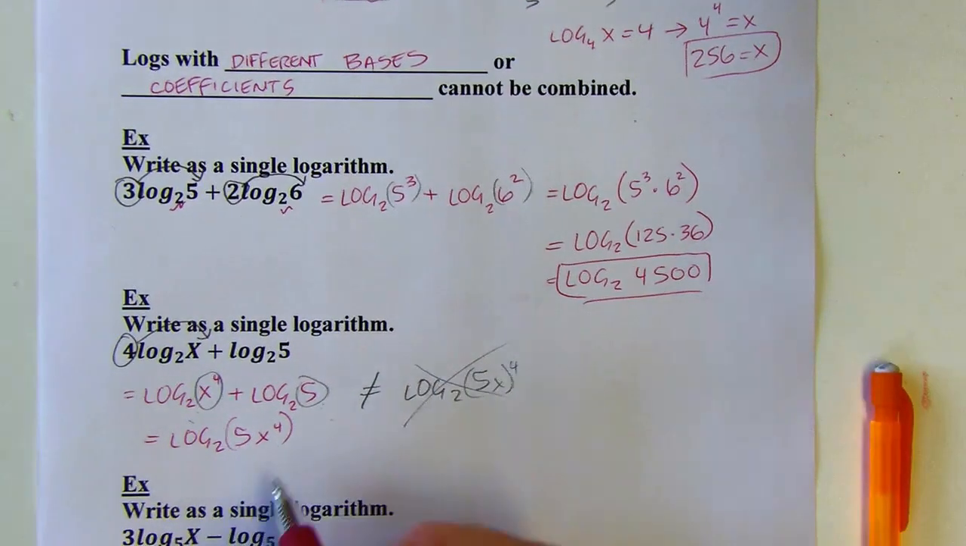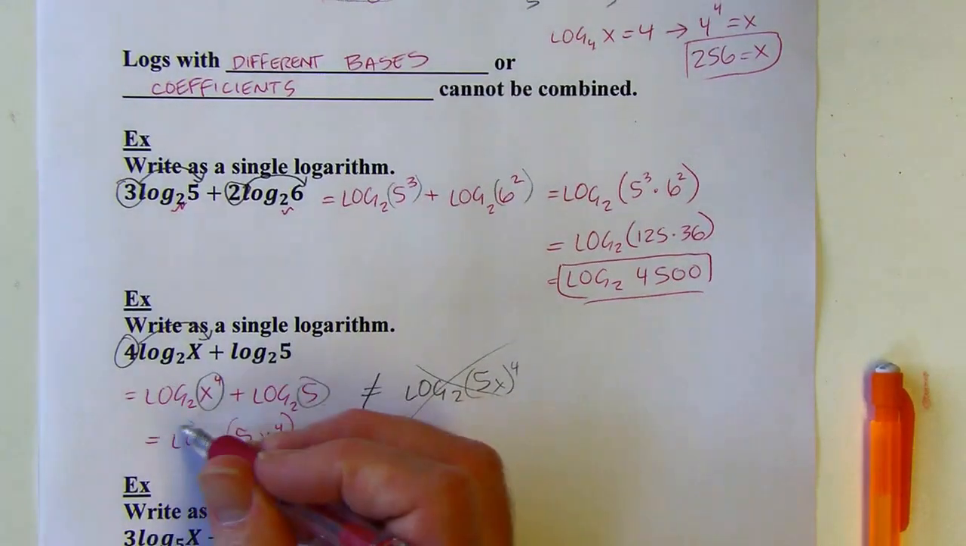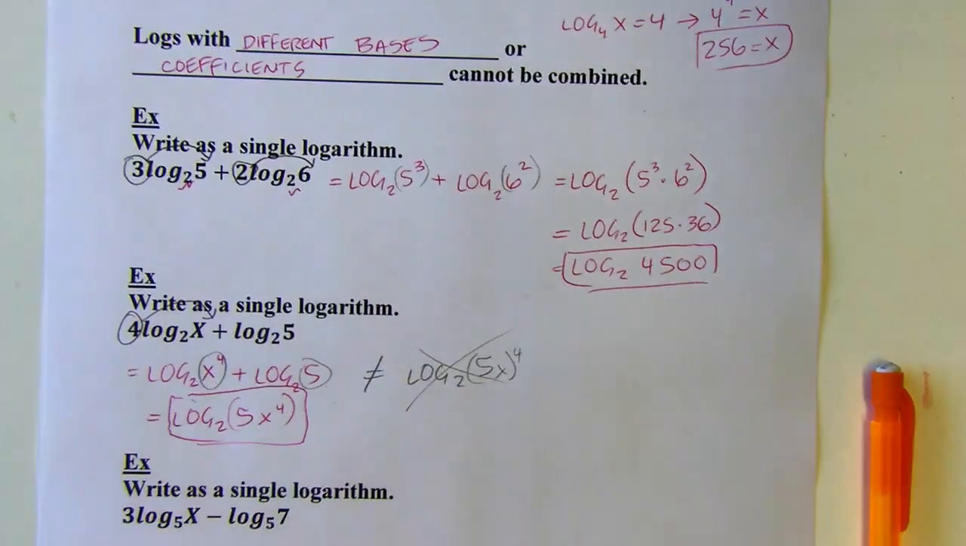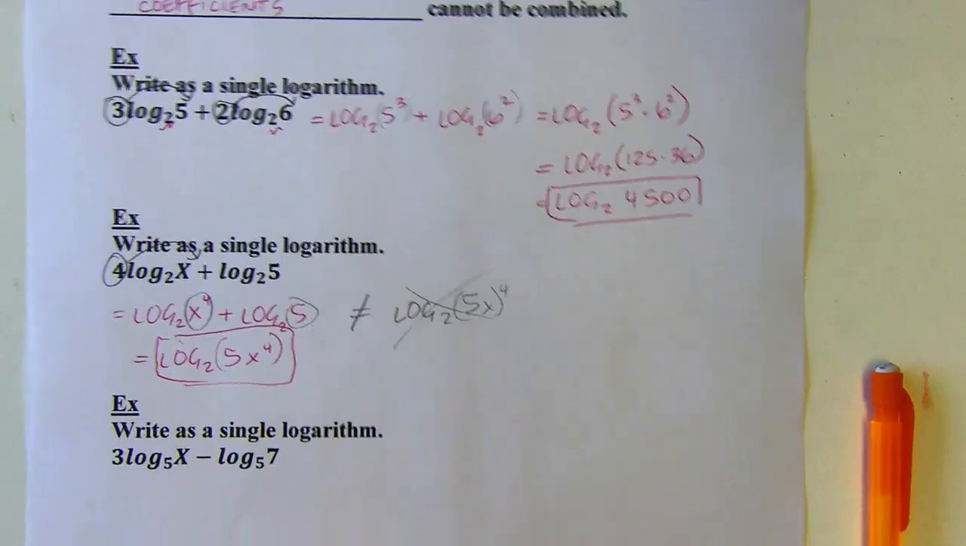Okay? So there's really nothing else I can do with this. I've combined it into a single log. I don't know what x equals either, so there's no simplifying I can do. Okay? All right.